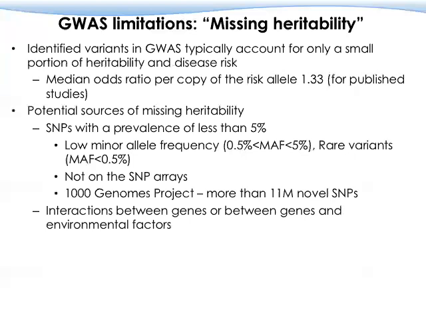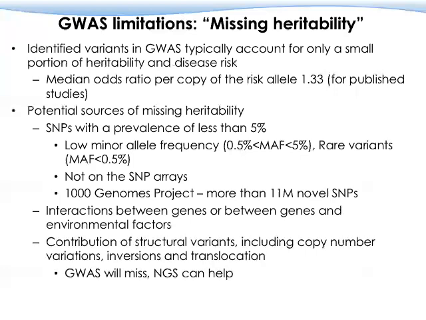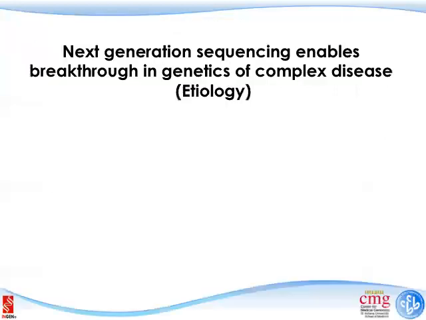Another reason is that there are gene-gene interactions. It's not only one gene causing the phenotype, but multiple genes. And there is gene and environmental impact as well. And also the contributions of structure variations that GWAS is not going to get us. You need to have next generation sequencing to look into the structure variations.